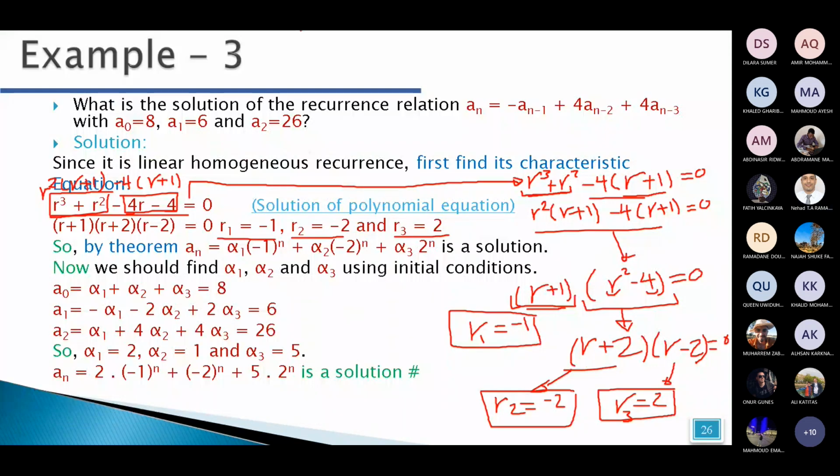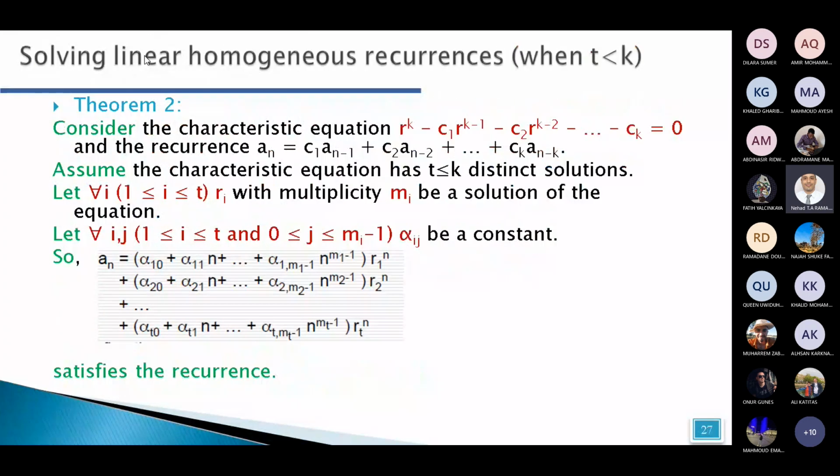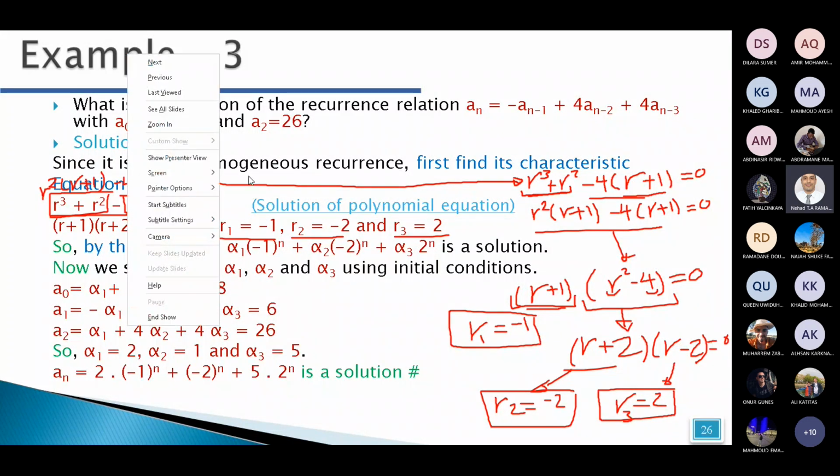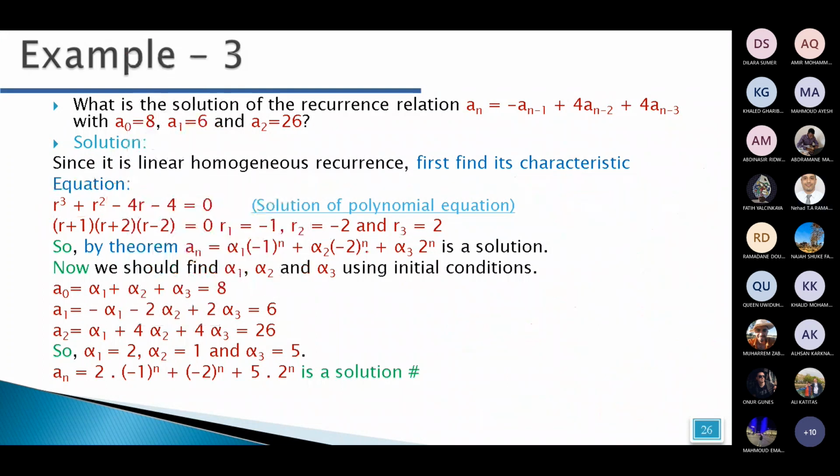Okay. So we almost finished this one. We will take the second theorem. Hopefully we will finish quickly. I will not give all the details here about how to get alpha. So first, find the characteristic equation. Second, solve it.